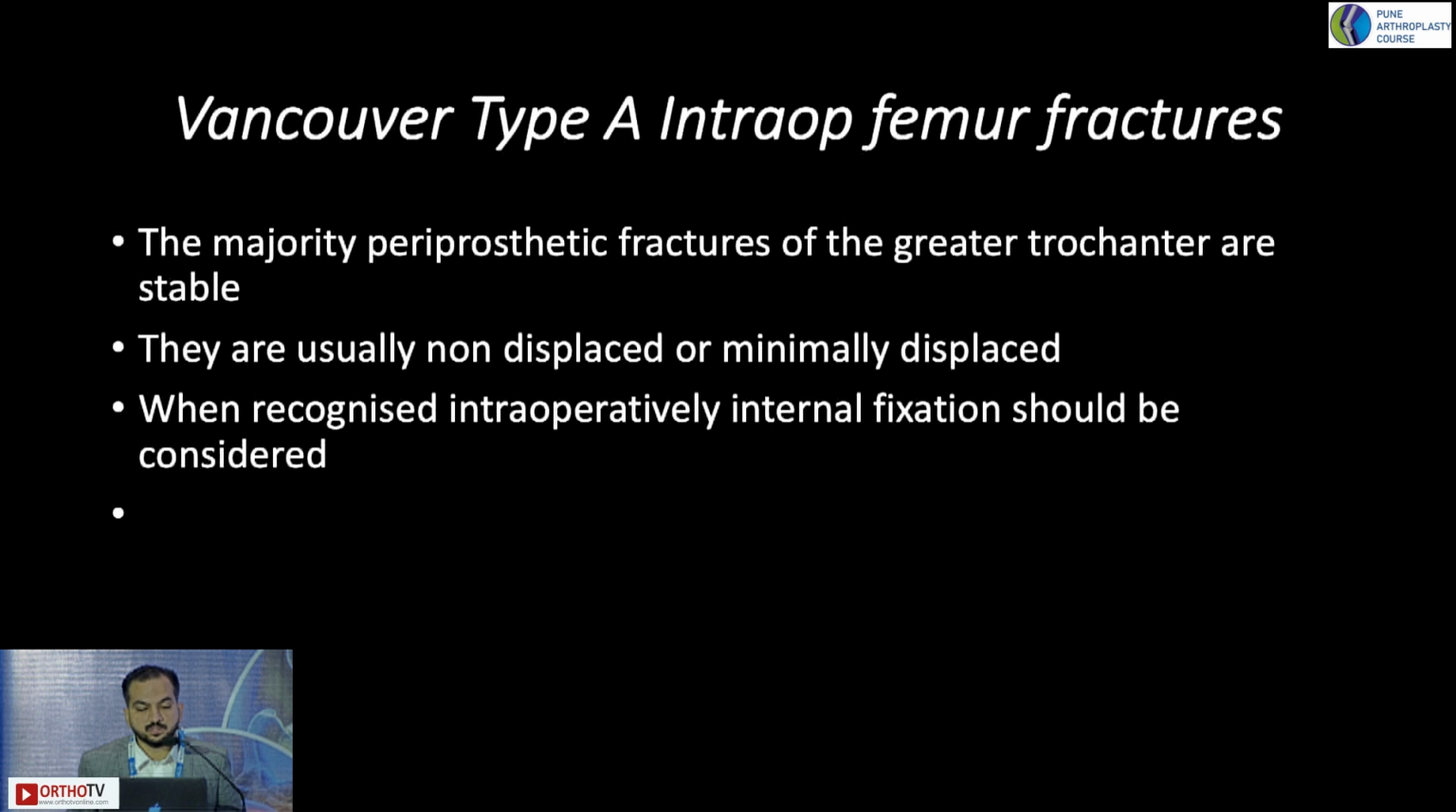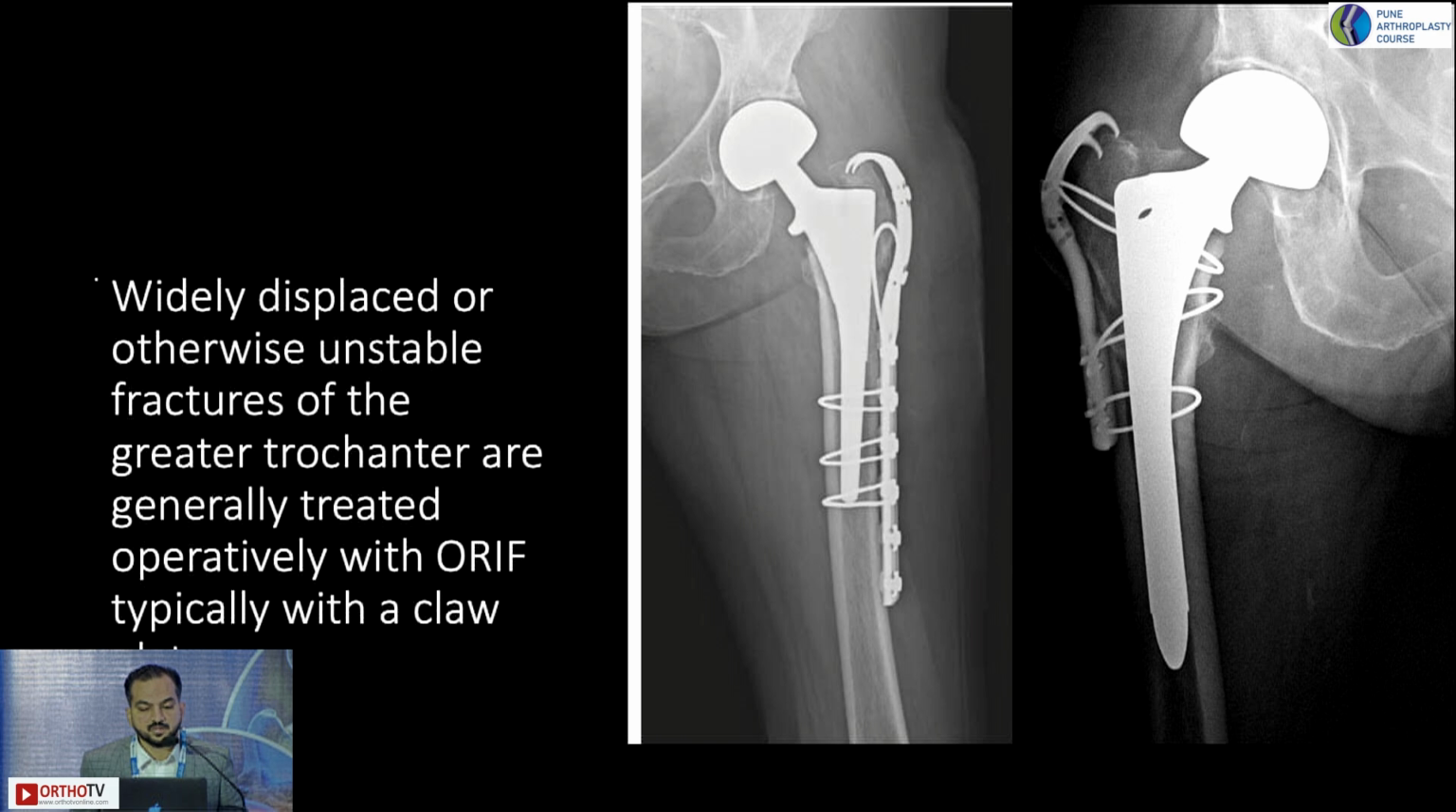So in type A, the majority are greater trochanter fractures. They are mostly stable, usually non-displaced or minimally displaced. If you recognize it intraoperatively, it should be fixed. If you recognize it post-operatively on post-op X-rays, you should be very cautious with mobilization. At least 6 weeks, the patient should be protected. Widely displaced or otherwise unstable fractures of the greater trochanter are generally treated with open reduction and typically a claw plate like this.